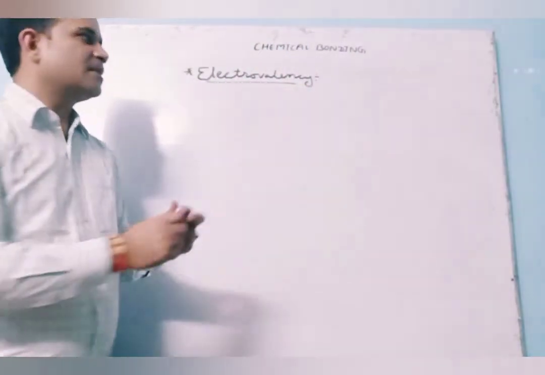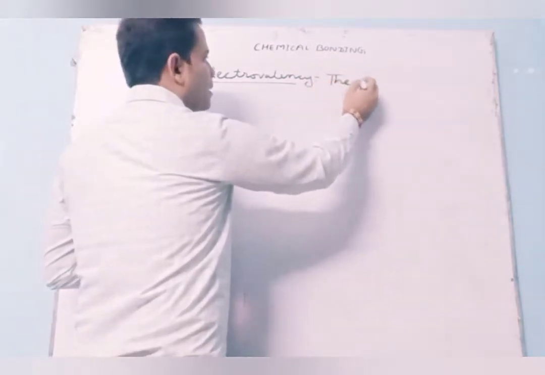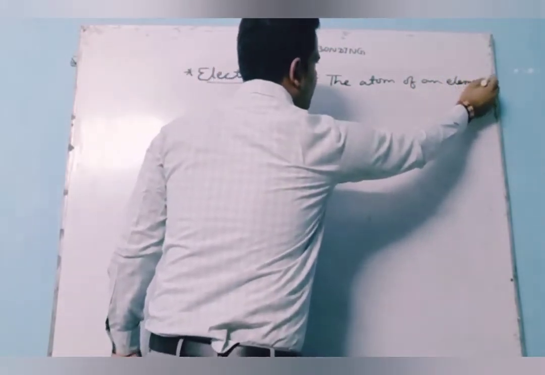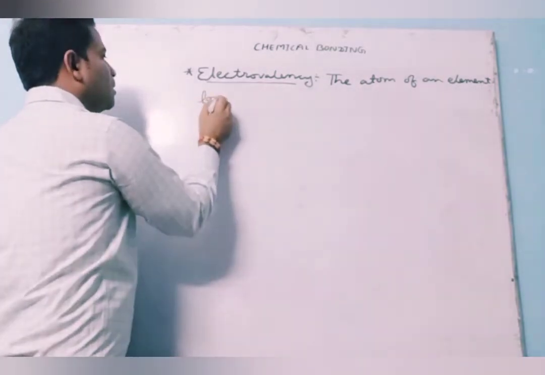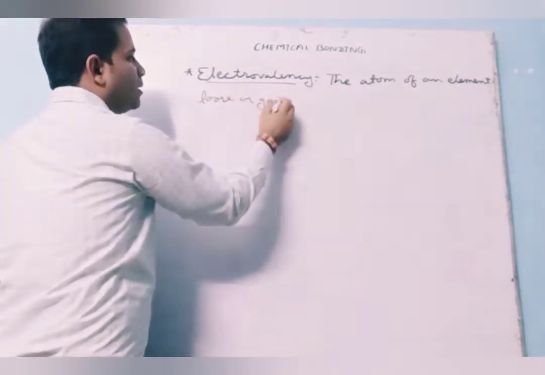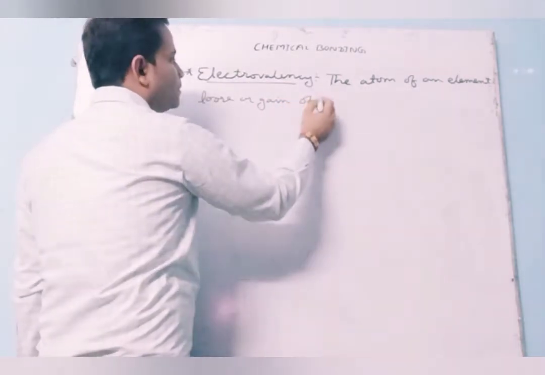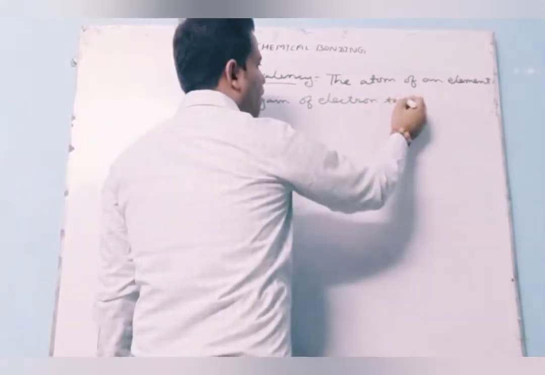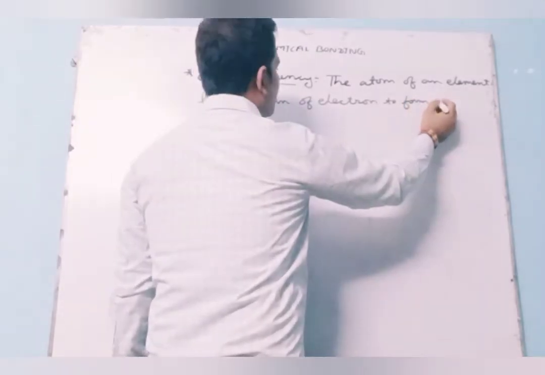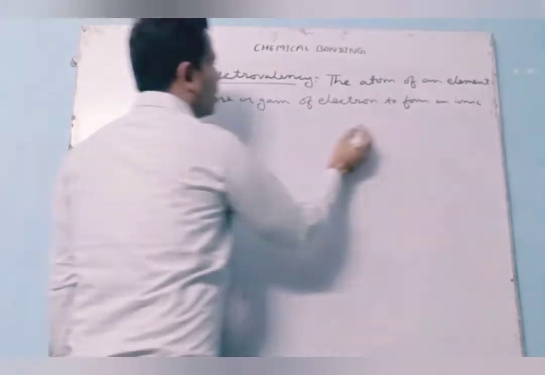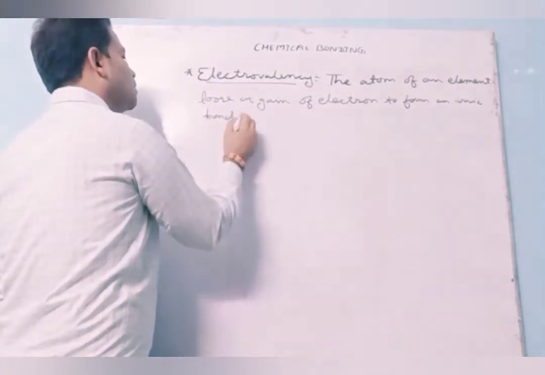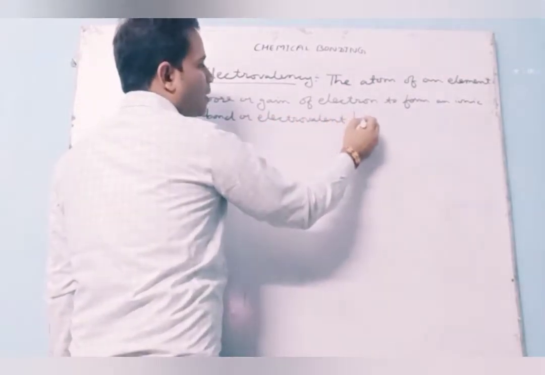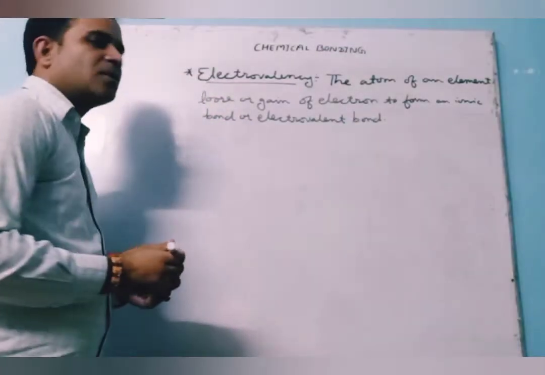So see what I am saying here. The atom of an element loses or gains electrons to form an ionic bond, or electrovalent bond, then we say electrovalency.